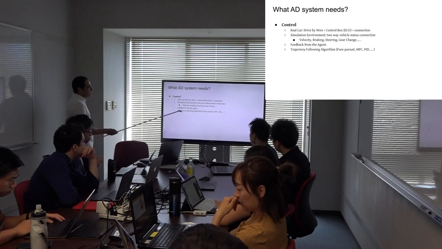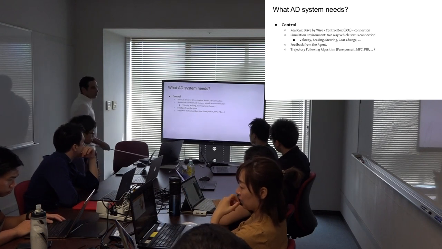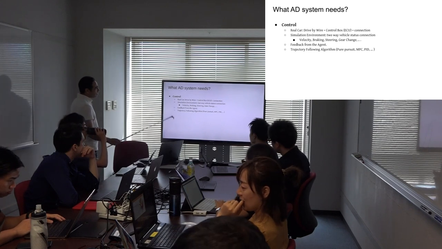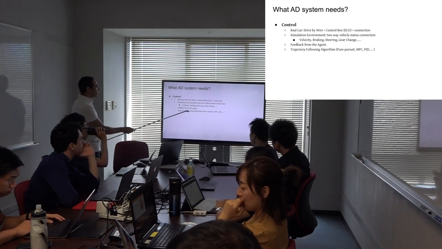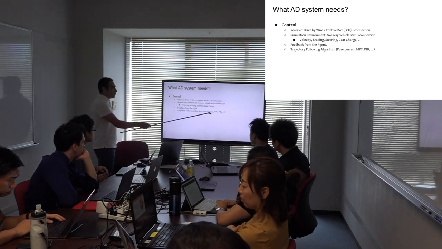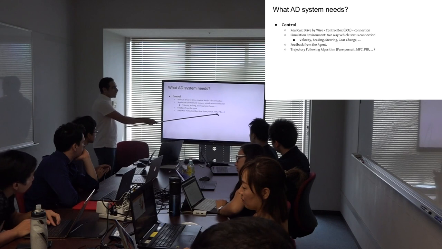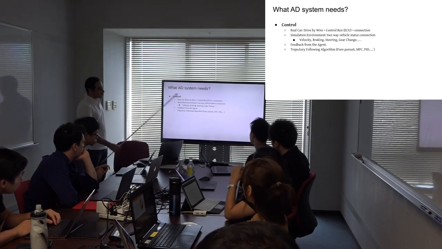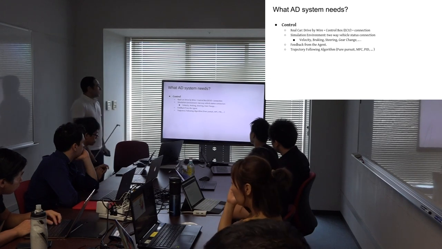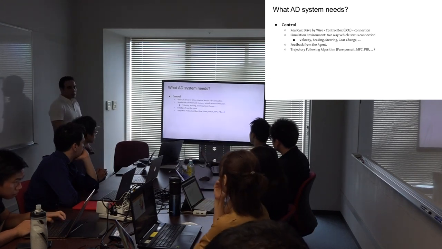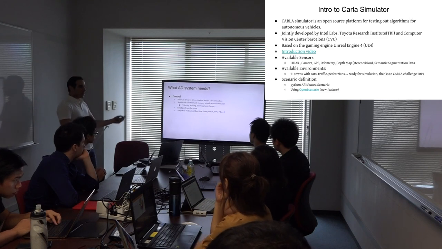It's important to have feedback from the agent, a real car or simulated car. And we need a trajectory following algorithm, something like pure pursuit or MPC, model predictive controller, or PID, proportional integral derivative controller. So these are the components we need to handle. So let's check these components against Carla.